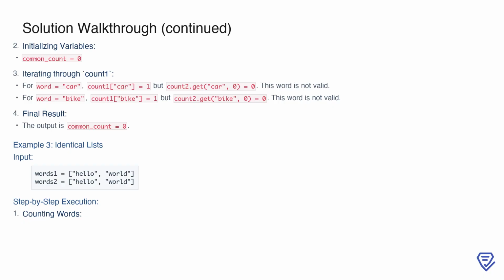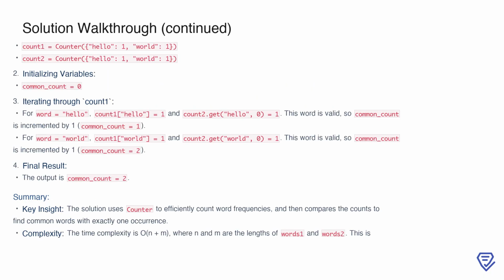In the third example, we examine the case where both lists are identical and contain the words hello and world. Here, since both lists are identical, the word frequencies for words 1 and words 2 are the same: hello 1, world 1. After initializing common_count to 0, we iterate through the words in count 1.